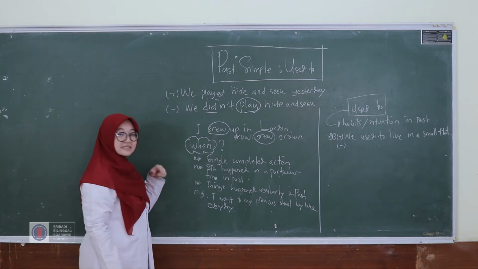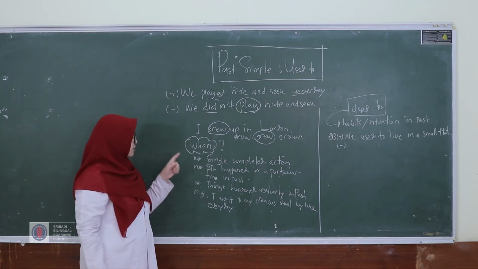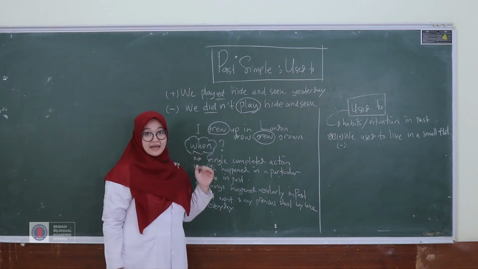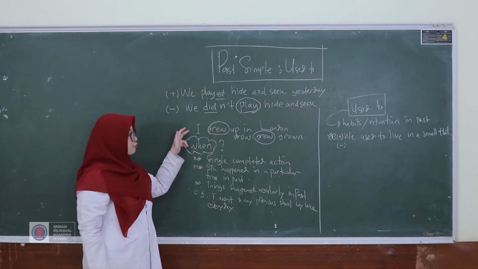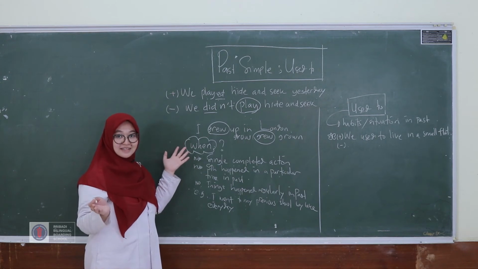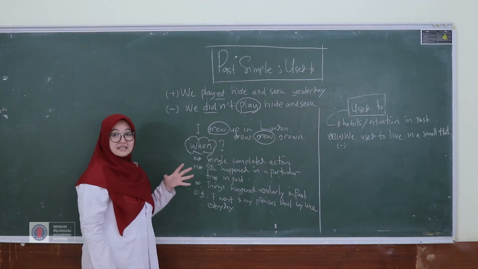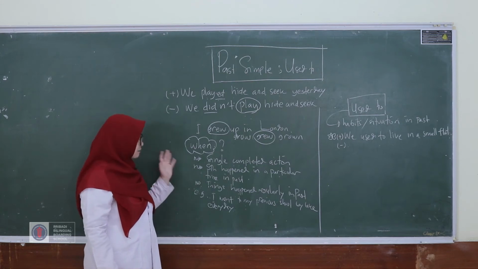Now that we have discussed how to make the sentences, when do we use the past simple? Let's take a look. The first is when we talk about a single completed action, such as "I grew up in London." It's complete; the process of growing is done, and it's in the past, so it's past simple.